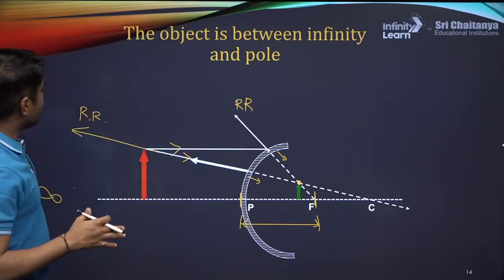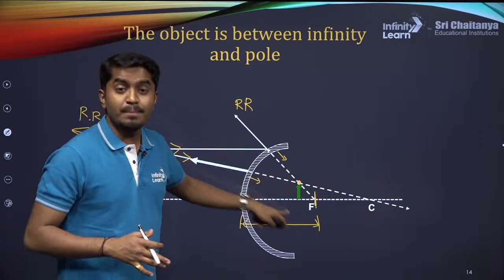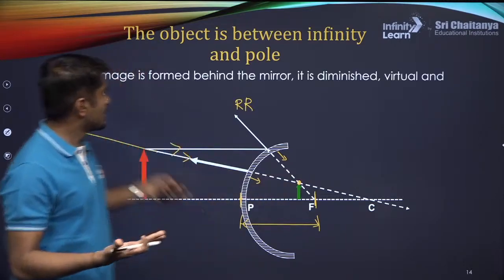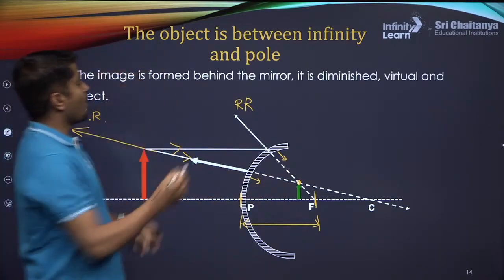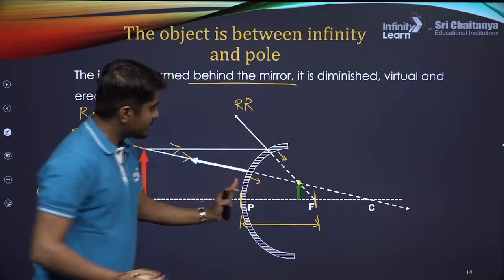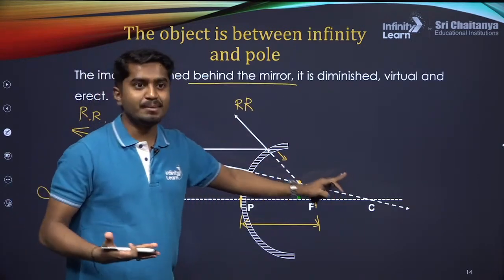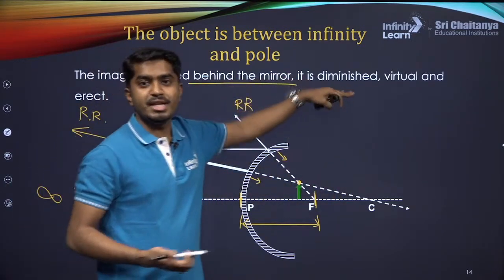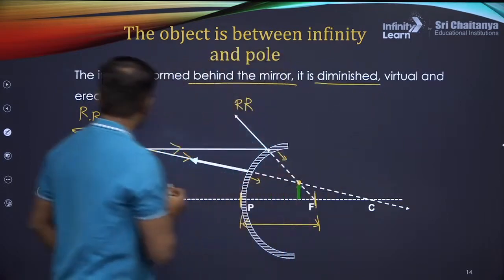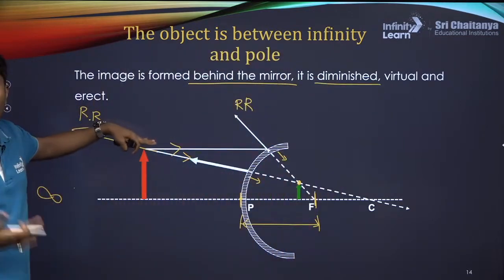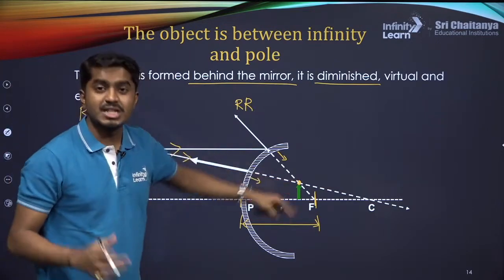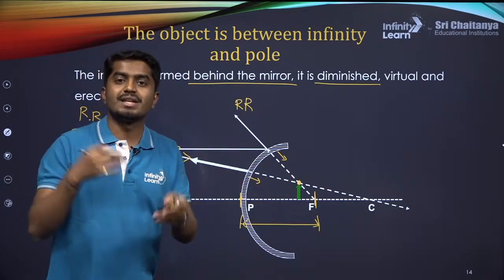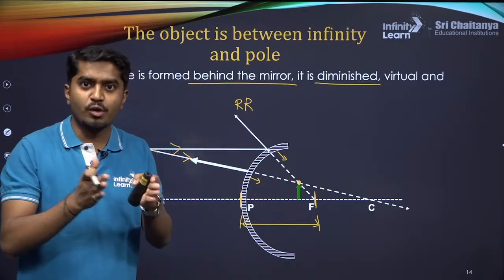Okay. So what are the properties of this image? This image is formed behind the mirror, and it is diminished. Diminished means, you see the height of the object, and the image is smaller. So that is the meaning of diminished, matlab छोटा हो रहा है ना.